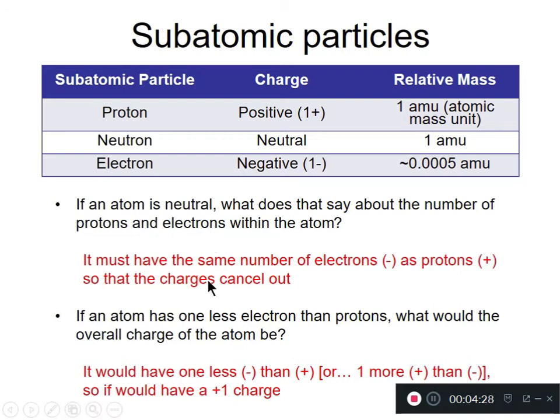Okay, hopefully you came up with the fact that the number of protons and electrons is significantly tied to the charge. So an atom that is neutral must have the same number of electrons as protons so that the charges cancel out. That's the only possibility. If an atom has one less electron than protons, so it has one less negative charge than positive charge, or I can flip that and say it has one more positive charge than negative charge, then it would have a +1 charge.